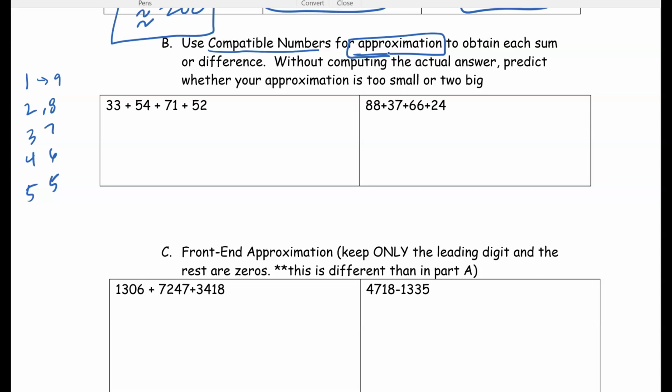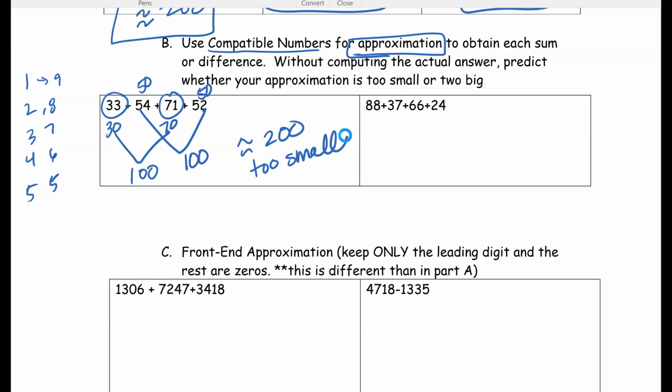So this next problem, what you want to do is find numbers that are close to being compatible or friendly numbers. So when I look at this, I see this 33 and 71, and this looks awfully like 30 and 70. So those are about 100. The 54 and 52, that's about 100 too, because these are about 50 and 50. And so that's about 200. And then it asks, without computing the actual answer, predict whether your approximation is too small or too big. Well, I rounded all of these numbers down, so I'm going to say that this is too small because I rounded my individual numbers down.